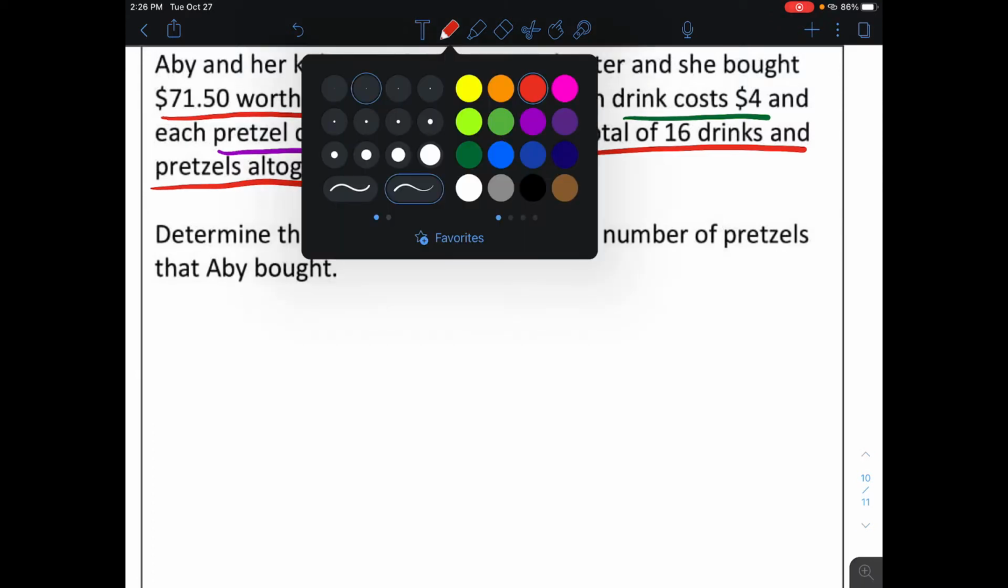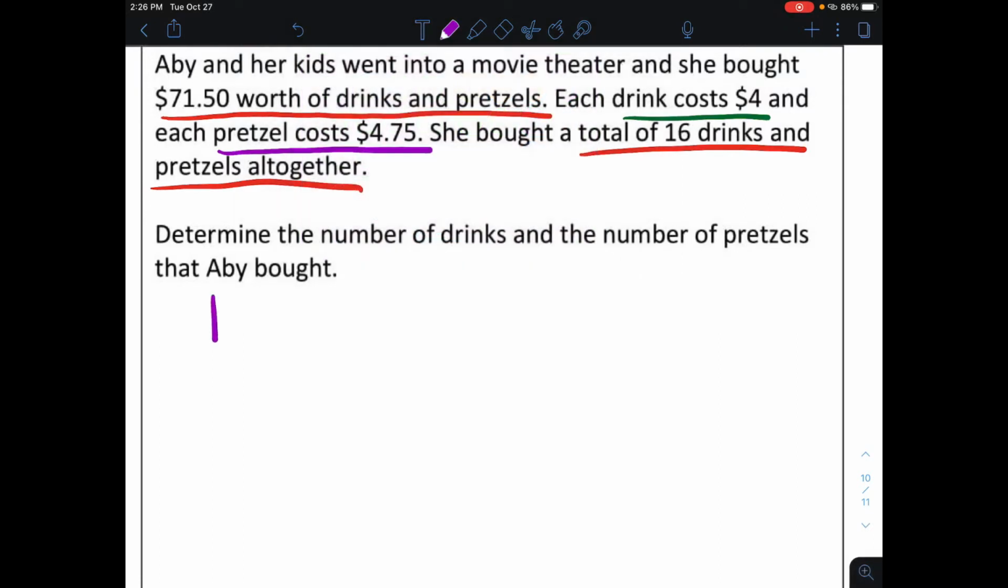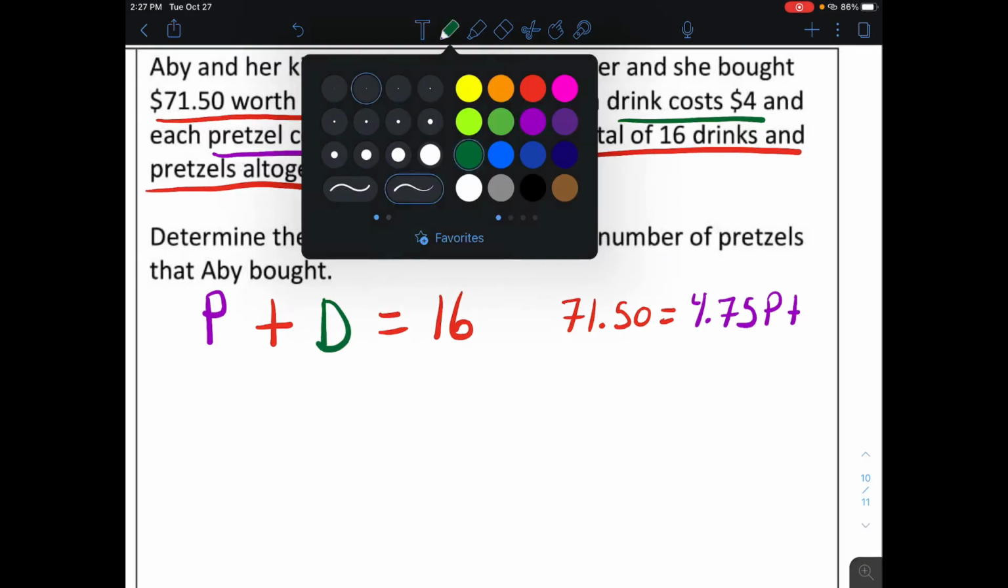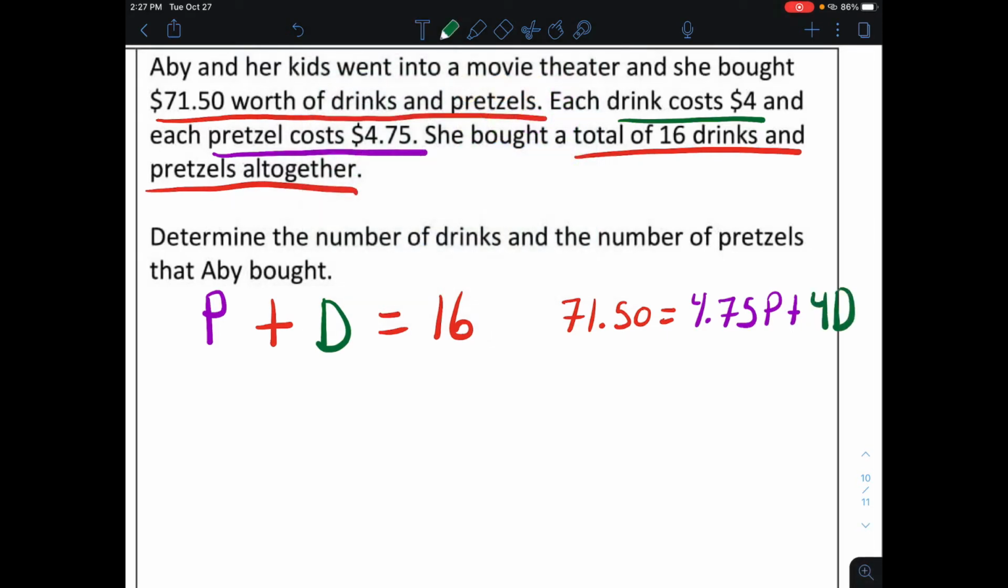Well, we're going to color code here. I'll let pretzels be P, and we're going to let drinks be capital D. So together, the number of pretzels and the number of drinks adds up to be 16. And we're also told that she spent $71.50 after buying however many pretzels and drinks. So each pretzel costs $4.75, and then plus, each drink costs $4, so 4 times D. And so we're going to work our way, and we're going to solve here.